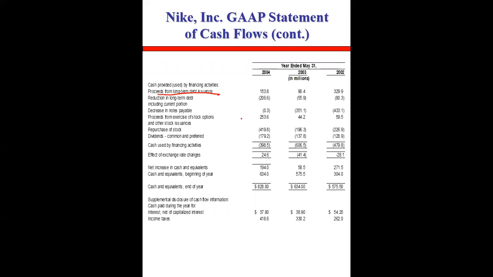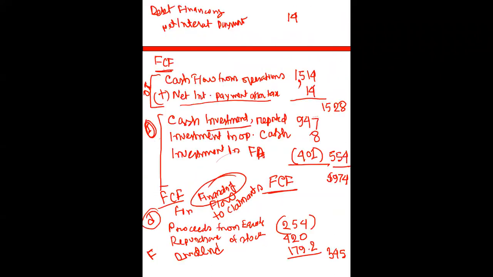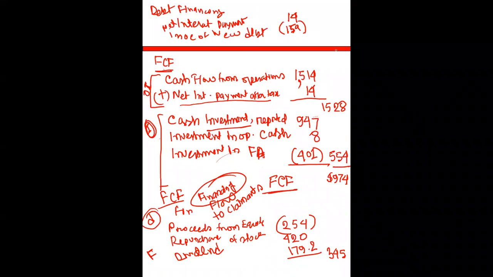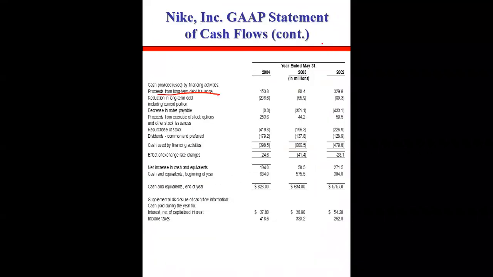In that case, should we add it or we should subtract it according to our equation? Issue of new debt. We should add it. Sorry, we should subtract it. 154. Okay, that's why we have subtracted it. Next. There is a thing, you see that reduction of long-term debt. What is happening here? Company has paid some debt or company has taken more debt. Company has paid some debt. That's why it has been reduction.